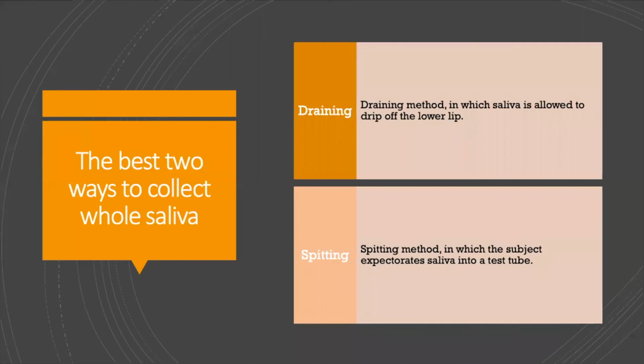Okay, and so the best two ways to collect saliva would be draining or spitting. The draining method is one in which saliva is allowed to drip off the lower lip. The spitting method is one in which the subject expectorates saliva into a test tube.